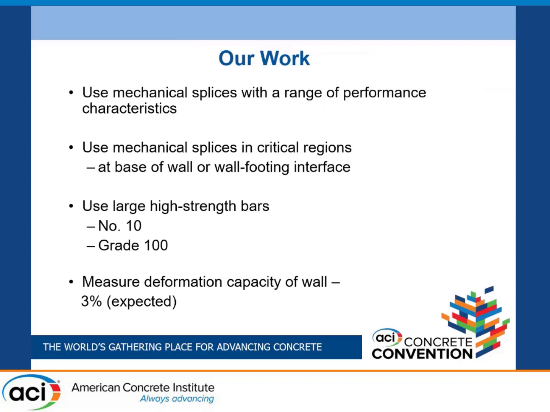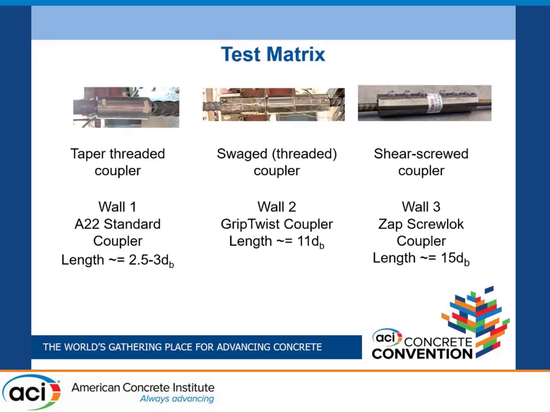We will focus on using mechanical splices with different performance characteristics at the base of the wall, which is the wall-footing interface. We'll use mechanical splices with grade 100 reinforcement and fairly large bars, number 10 bars, and we will test the walls under displacement-controlled cyclic loading. Our expectation is that the wall will have a drift capacity up to 3%. The drift is measured as the ratio of the displacement at the top to the height of the wall from the base to the loading point.